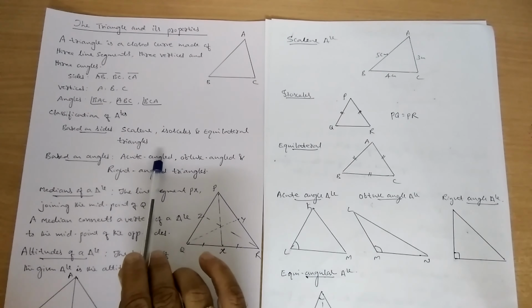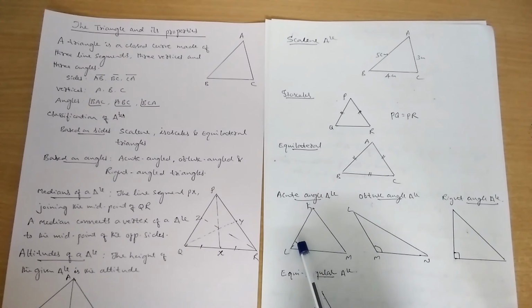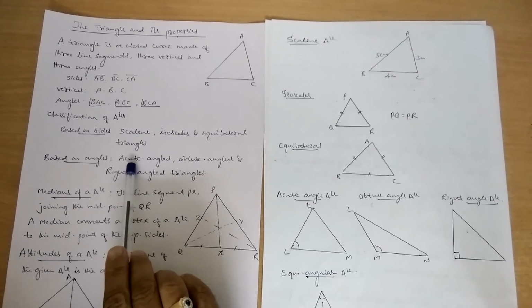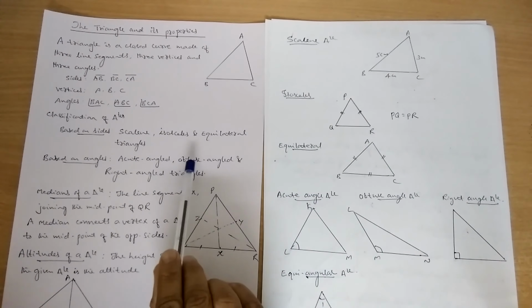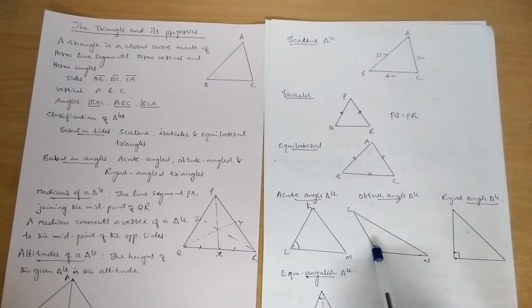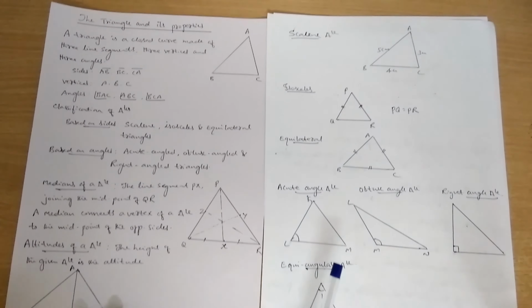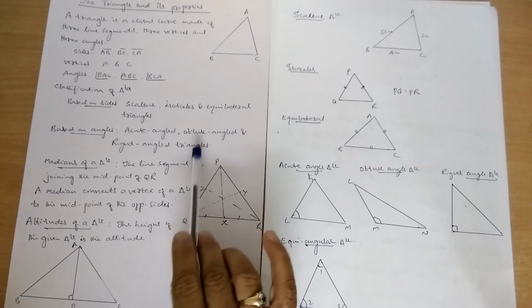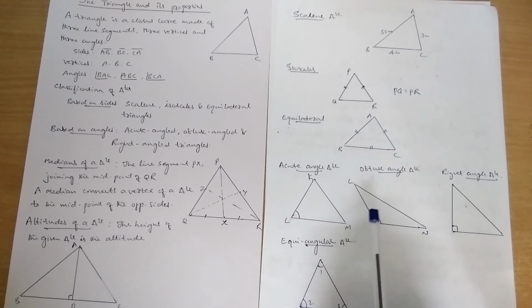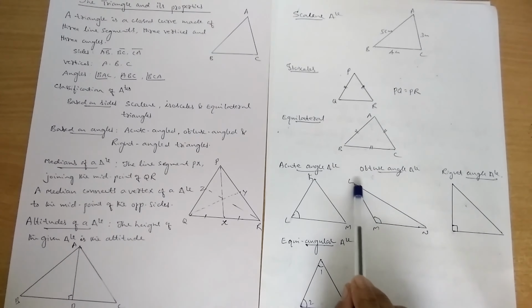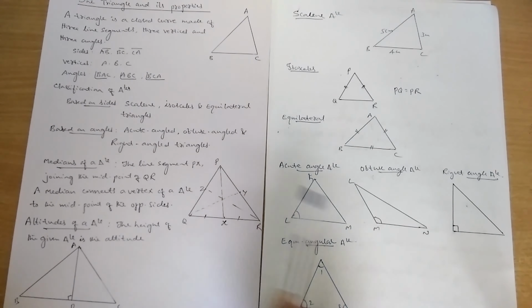When you come to the acute angle triangle, if all the angles are less than 90 degrees, then we call it an acute angle triangle. In the obtuse angle triangle, if one of the angles is more than 90 degrees, but less than 180 degrees, that triangle is called an obtuse angle triangle. Here you can see angle LMN is more than 90 degrees and the other two are acute angles, because the sum of the angles of a triangle is 180 degrees. So the triangle is an obtuse angle triangle.